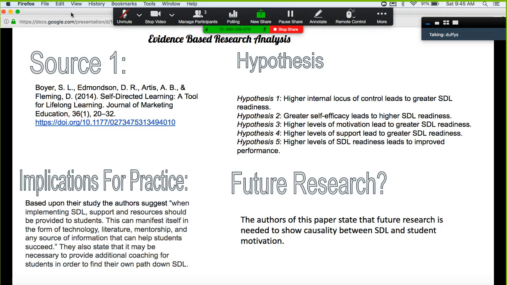What does this mean for future research? So the authors of this paper also state that future research is needed to show the causality between self-directed learning and student motivation, which was the hypothesis that they could not prove with their meta-analysis.